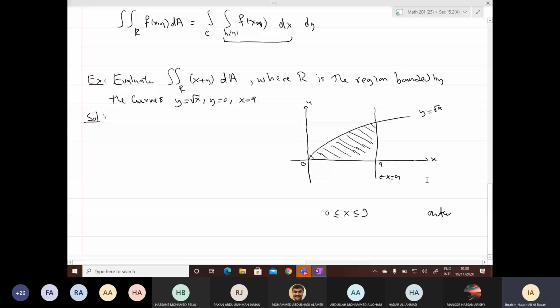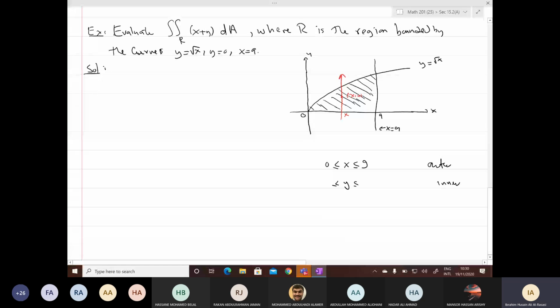So now I need the inner. The inner will be y. Now for y I have to go in the direction of y. We take a point here, x, y. So I go something like this. This is x. I need to know what the possible values of y are. What are the coordinates here? This is x. What is the y coordinate here?